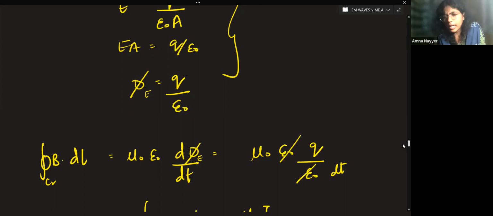dQ by dt is current. So we are getting mu naught multiplied by current. This is for the second loop. Now we are getting mu naught I, and for the first loop, we always had mu naught I. So now they are consistent. Both are equal. So it means that yes, displacement current was necessary. This formula was required. Now we can conclude that both the loops have the same Ampere circuit law, and that is valid for both.